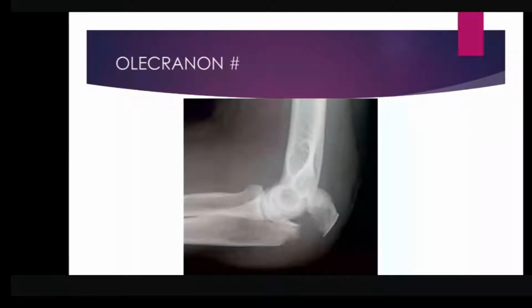So treatment options are also the same for these two fractures, that is tension band wiring. For any eccentrically loaded bone, you have to do tension band wiring. That is the treatment option.